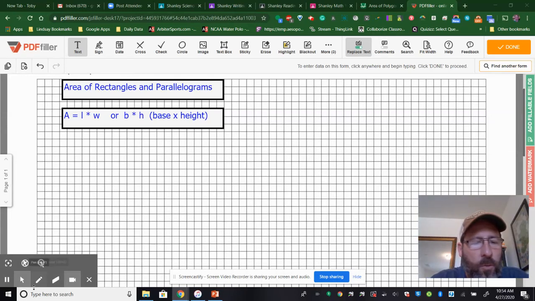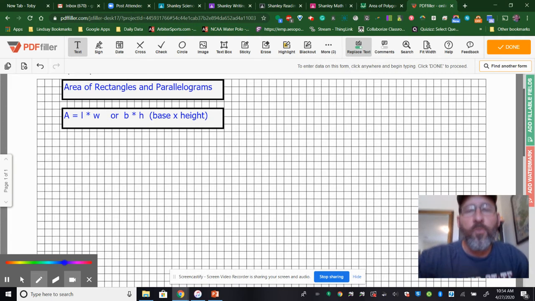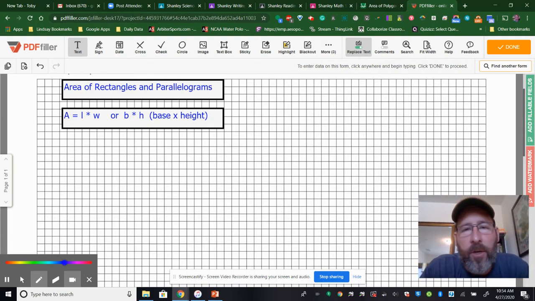Hey everybody. So this morning we talked about area, and the area of rectangles and parallelograms. And when we're finding the area of a rectangle or parallelogram, there's only one thing we need to know, and that's how to find the area, which is what we've learned in the past: length times width, or as we're going to refer to it from now on, base times height.